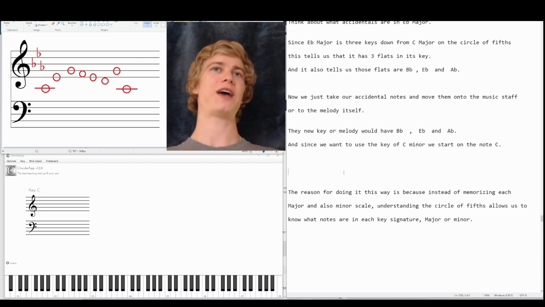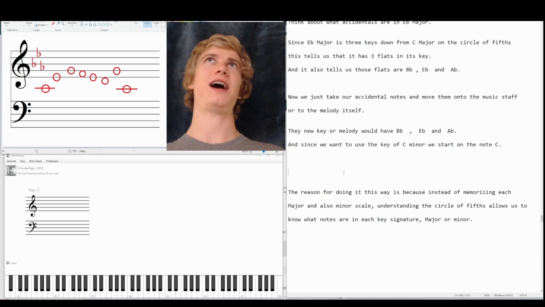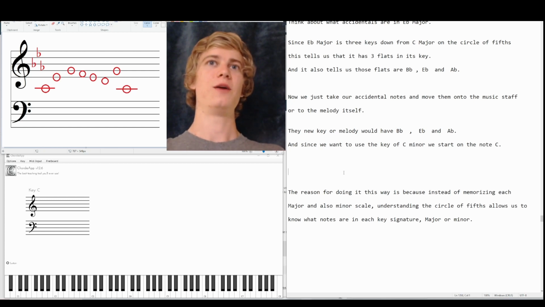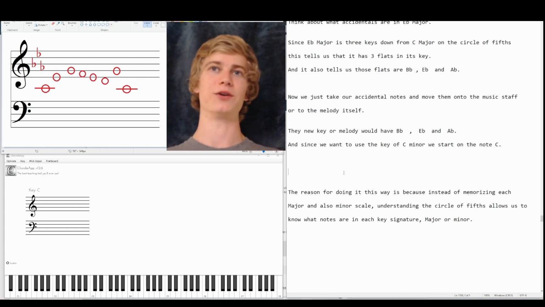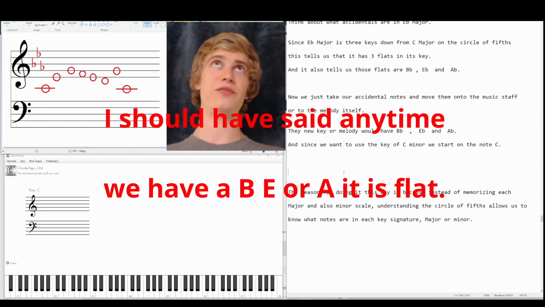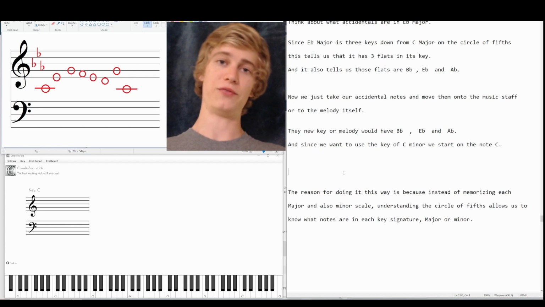So another way to look at that is the new melody has the notes B flat, E flat, and A flat in it. All the other notes are natural, but we want to be in the key of C minor, so we just start on that note C, and then we make sure that anytime we have a B flat, E flat, or A flat, we play that flattened version.